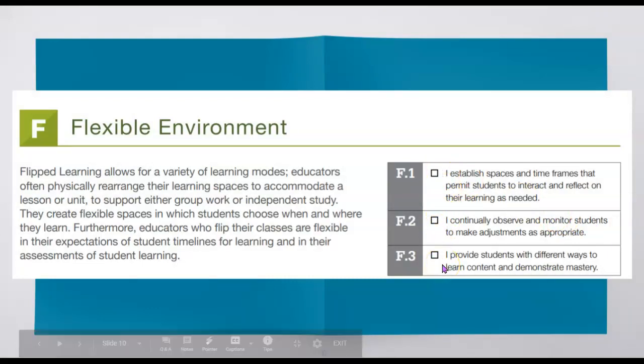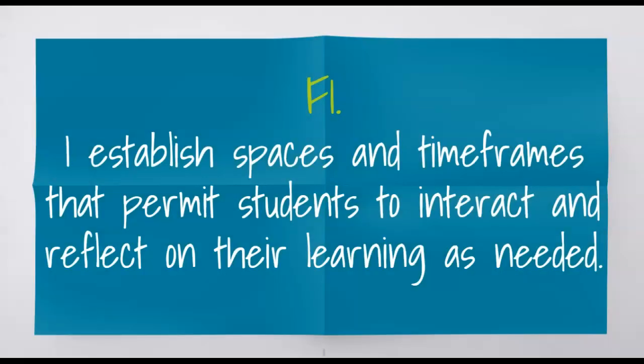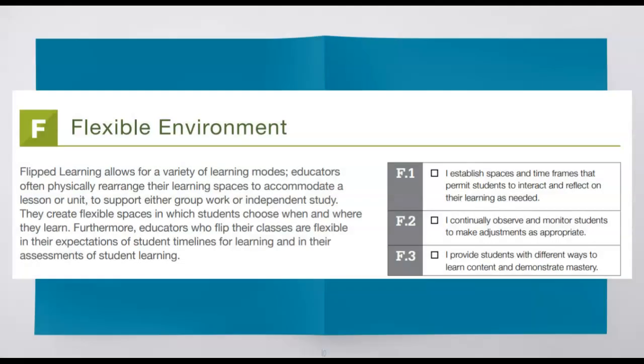So today we're going to be talking about the 3 indicators that the Flipped Learning Network has considered for this flexible environment pillar. The first indicator is establish spaces and time frames that permit students to interact and reflect on their learning as needed. Let me go back 1 minute, and you can get this checklist in the Flip Learning Network website and have it next to your desk so that you think and reflect about your own teaching. Are your environments flexible? Are you providing opportunities for your students regardless of their levels, their proficiency, their ability, etc.?